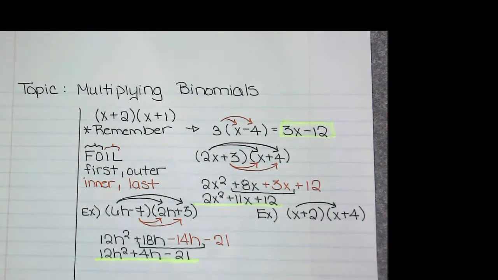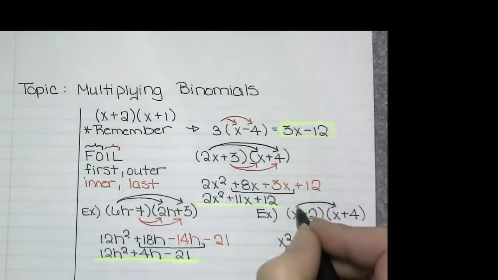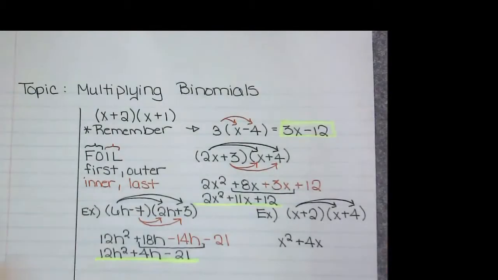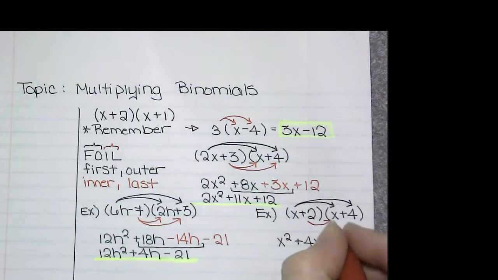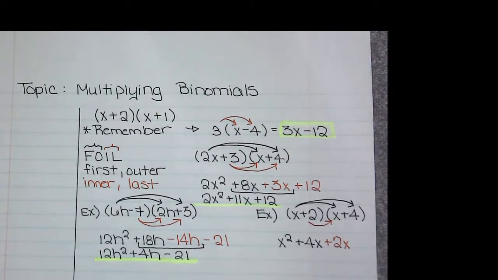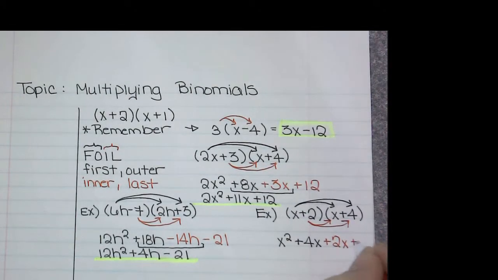First term times first term, we get x times x is x squared. Outer terms, x times positive 4 is positive 4x. Then we have our inner terms, positive 2 times x is positive 2x. And our last terms, positive 2 times positive 4 is positive 8.